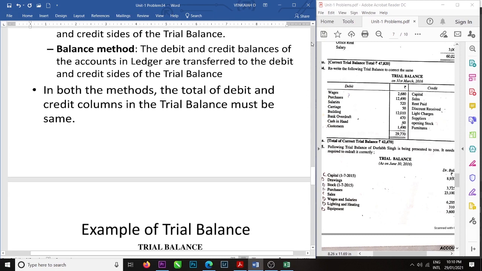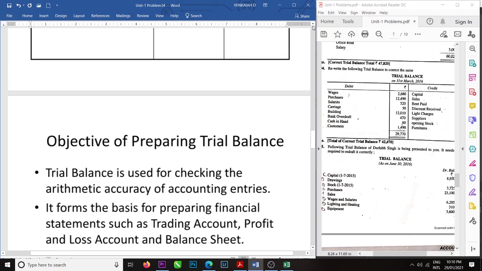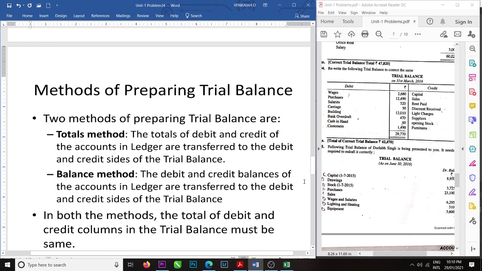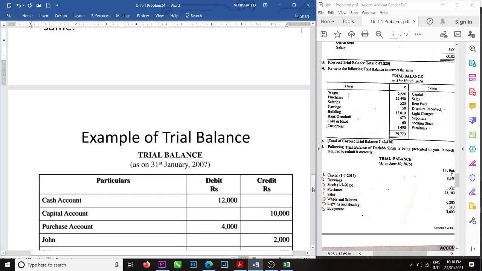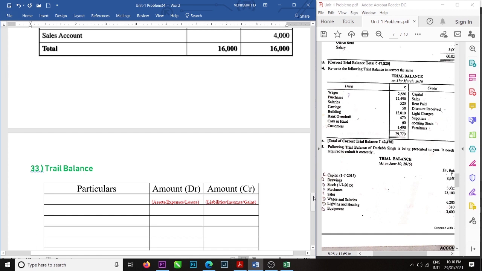Okay. So there are two methods of preparation of trial balance: the balances method and the totals method. Totals method is the total of all ledger accounts. Balances method is the difference balance of the accounts. In both the methods, the trial balance must be the same. Okay. This is the example of trial balance which we saw earlier.